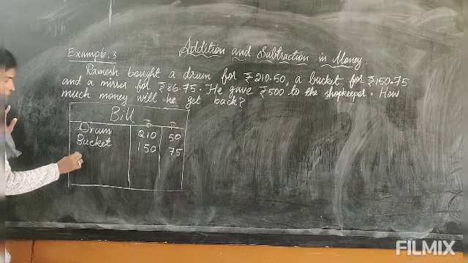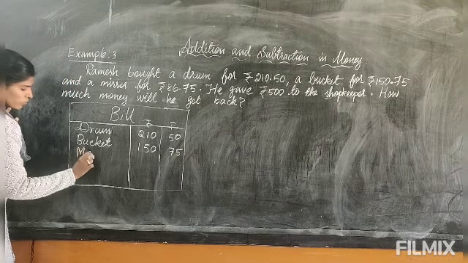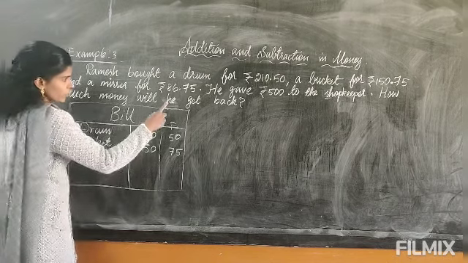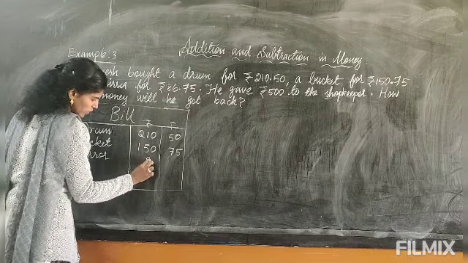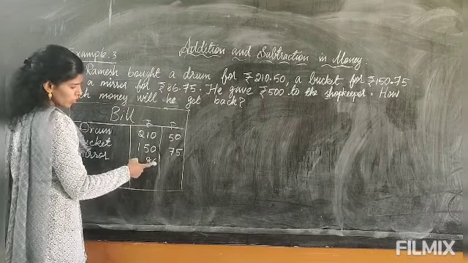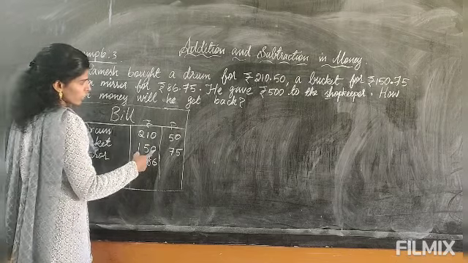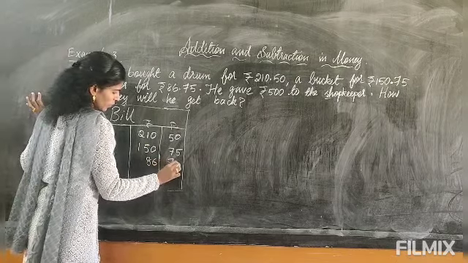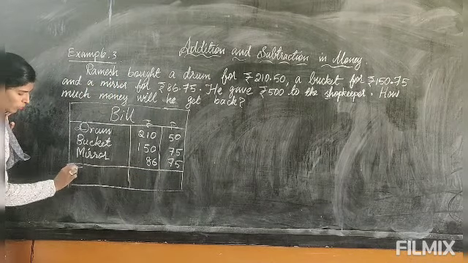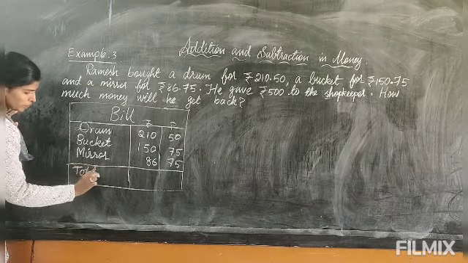Again, mirror. He bought a mirror. So mirror is 86 rupees and 75 paise. So 86. See the columns? When you arrange, you have to put it properly. This is only 2 digits, this is 3 digits. So arrange properly, and 75 paise. Okay, so now the total amount. How much has he bought?